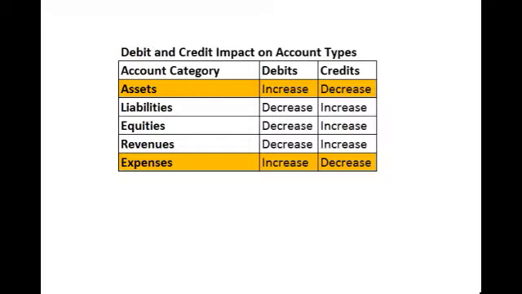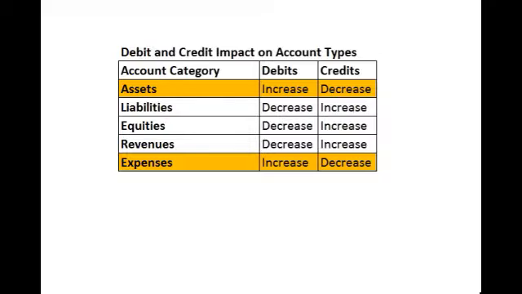And as you could see, the highlighted ones, assets and expenses, they are normal on the debit side. Meaning, when we debit these 2 types of accounts, their balance will go up. And if we credit those 2 accounts, the balance will go down.